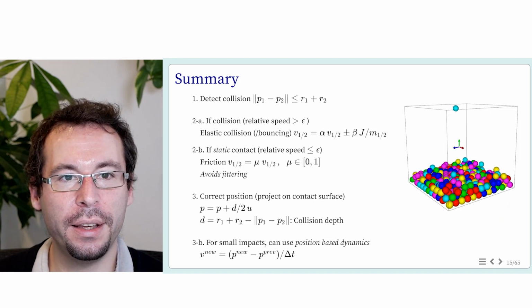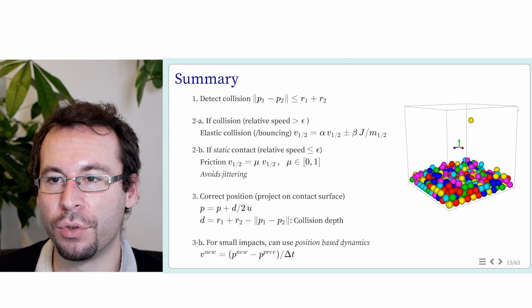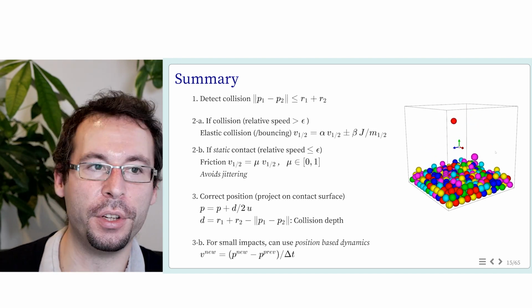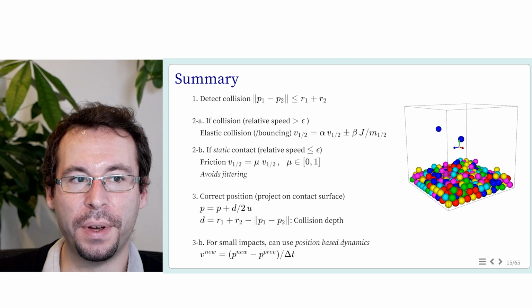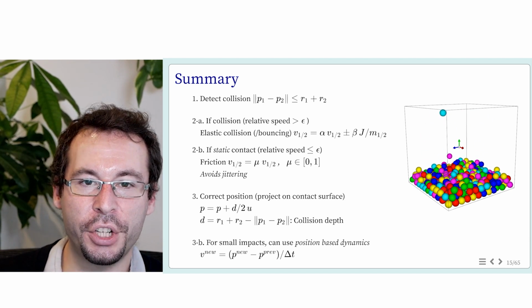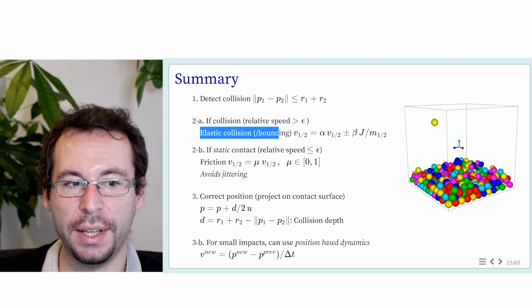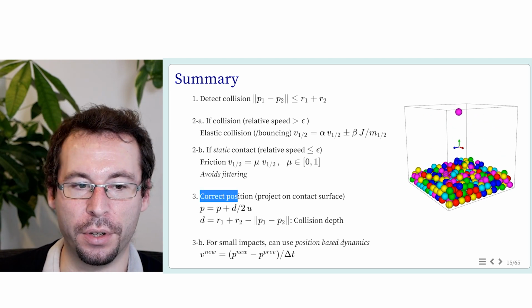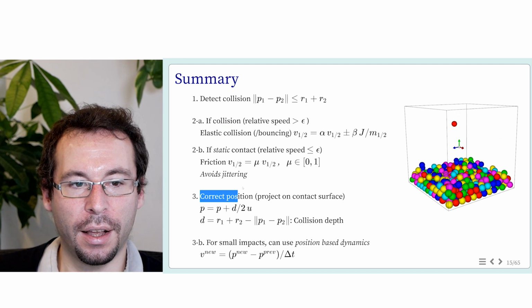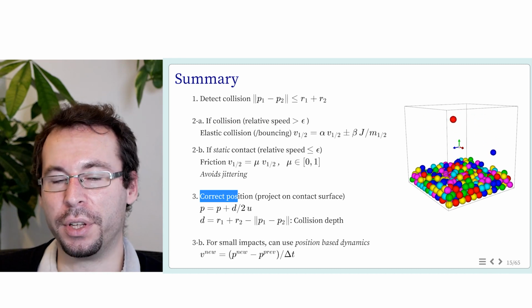So as a summary, if we want to model this cube of spheres, first we need to detect the collision between the spheres. If there is a collision, then we can change the speed of the spheres in a second step. Then we can correct the position of the spheres. And then we iterate again and again.